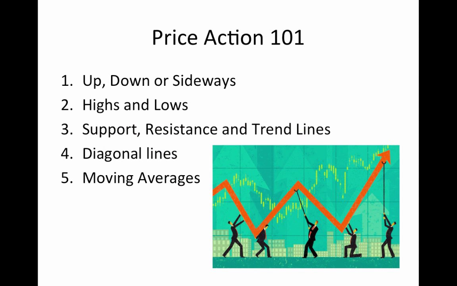So now, next I'm going to show you a holistic view of an important part of the chart, which is price action. Over the next several minutes, you'll understand what is up, down or sideways, highs and lows, support, resistance, trend lines, diagonal lines and moving averages. If we boil it down to the core, price can do one of these three things. It can go up, down or sideways. In trading jargon, we call these different phases trends or ranges, and the direction is called bullish or bearish.